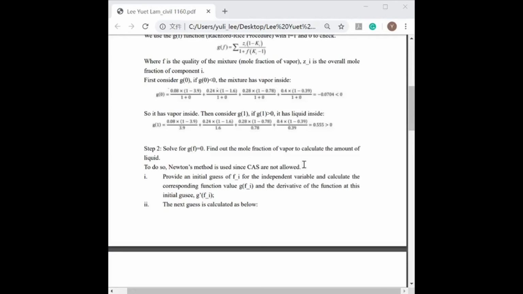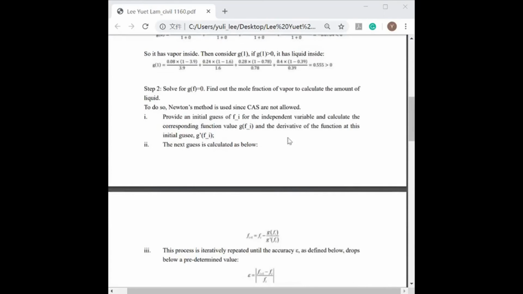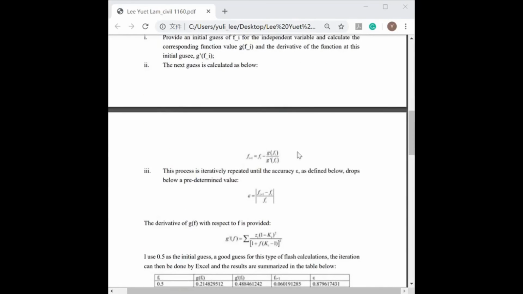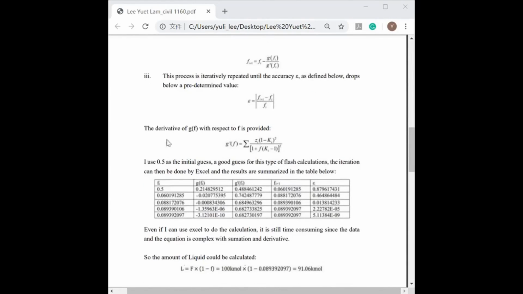For step 2, we have to solve g(F) equal to 0. The traditional method is Newton's method. Provide an initial guess of F for the independent variable, and calculate the corresponding function value g(F) and the derivative of the function at this initial guess, g prime(F), and the next guess is calculated with this equation. This process is iteratively repeated until the error is very small.